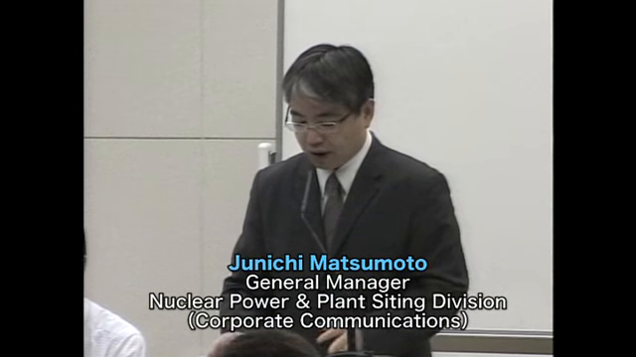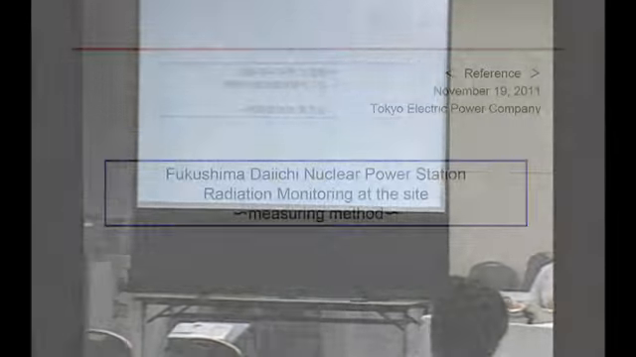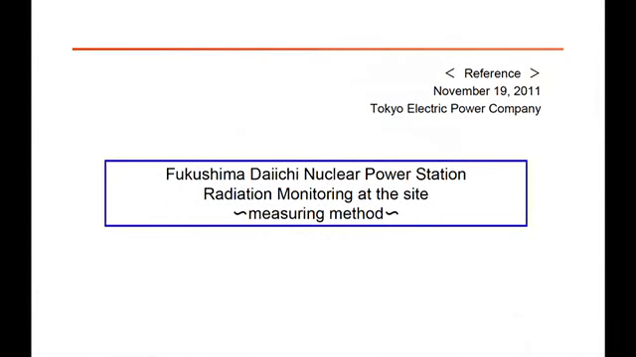We have summarized the documents concerning the status, the facilities, and the activities of our radioactivity monitoring at the site of Fukushima Daiichi Nuclear Power Station. These documents will be described in several presentations. Today, we would like to explain the method of radioactivity measurement. Please show the slides.